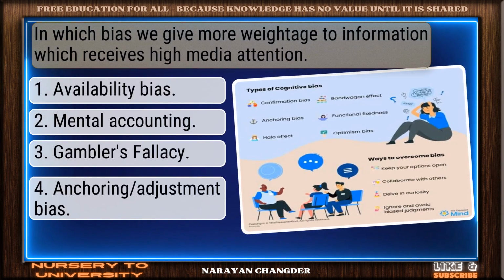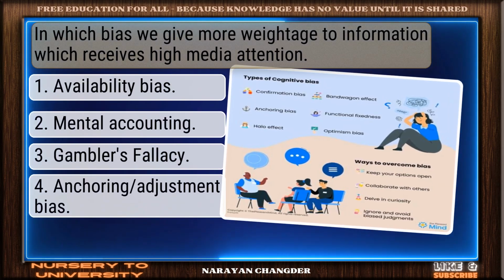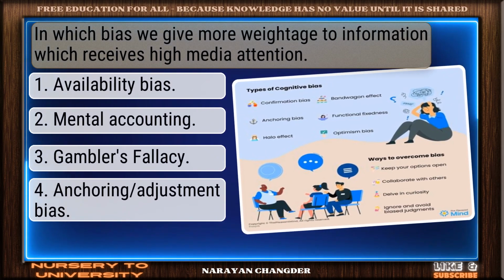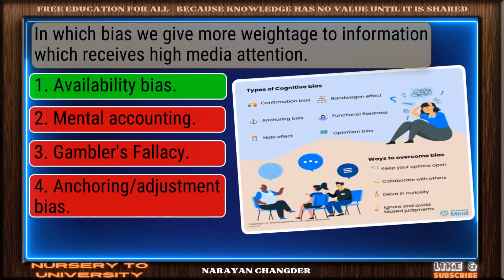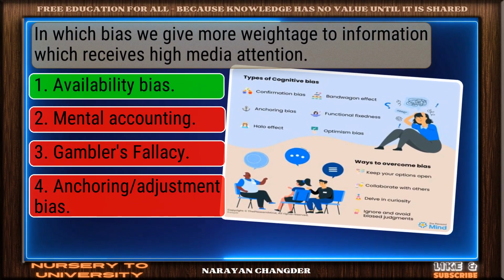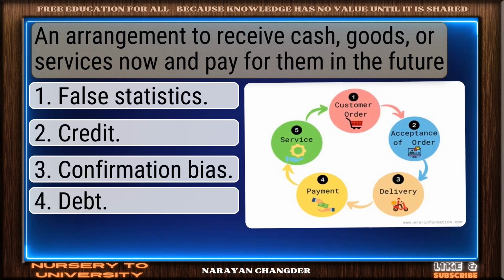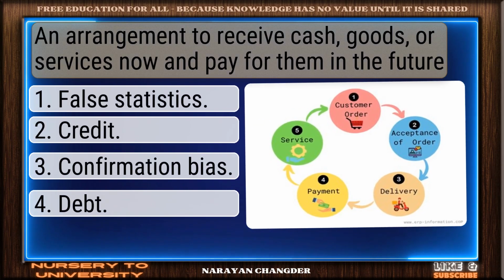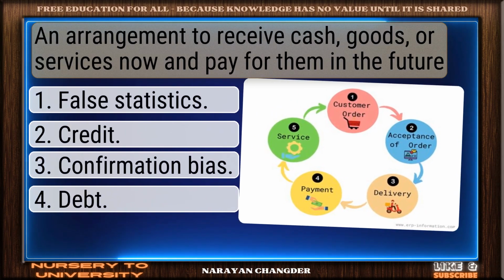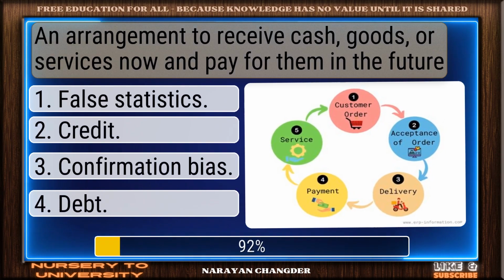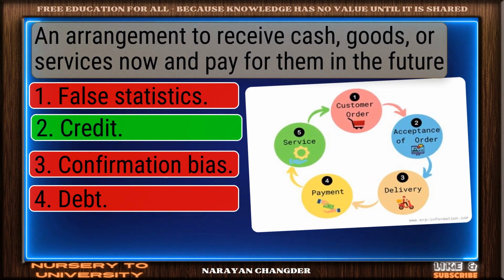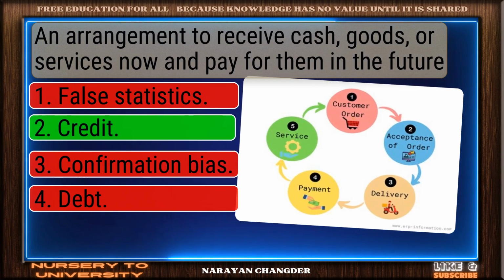In which bias do we give more weightage to information which receives high media attention? Solid response. Availability bias is a valid choice. An arrangement to receive cash, goods, or services now and pay for them in the future. Right choice. Credit is the best answer.